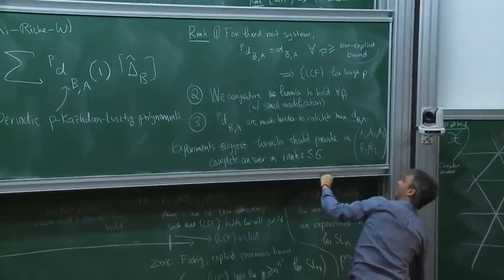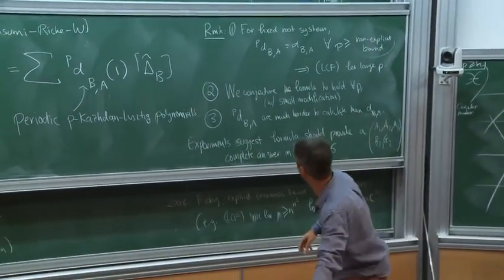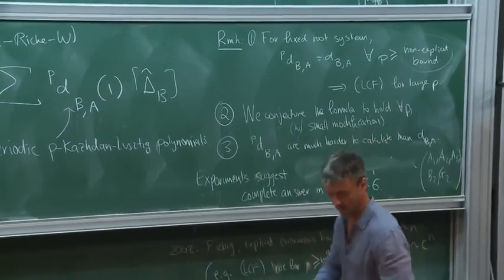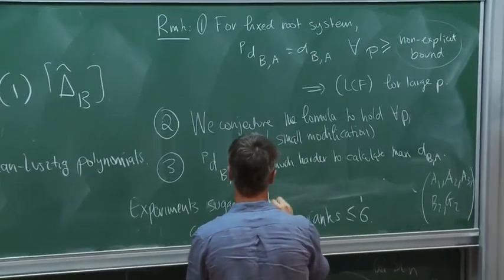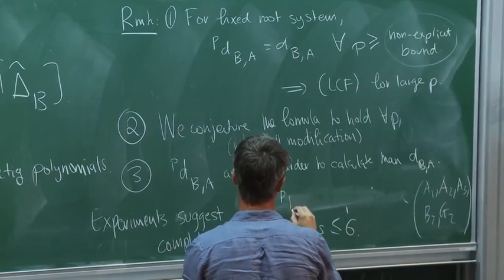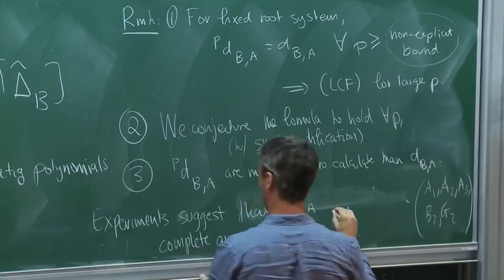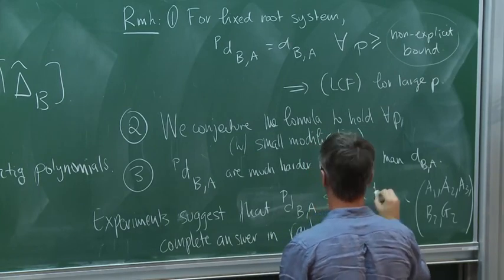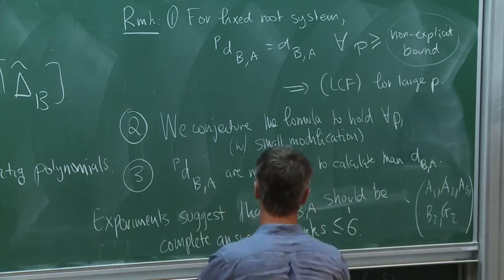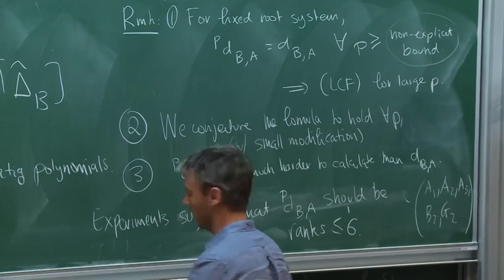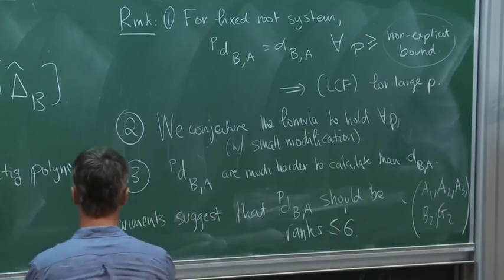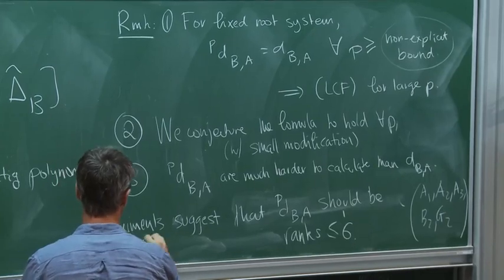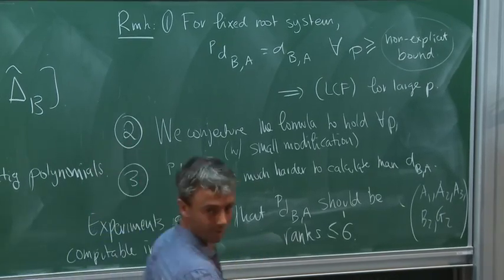All these experiments suggest that the p-canonical basis should be computable in ranks less than or equal to 6.